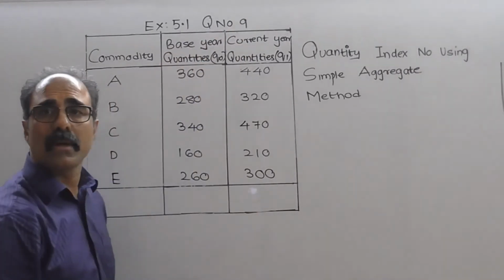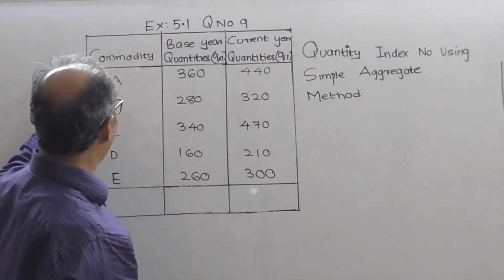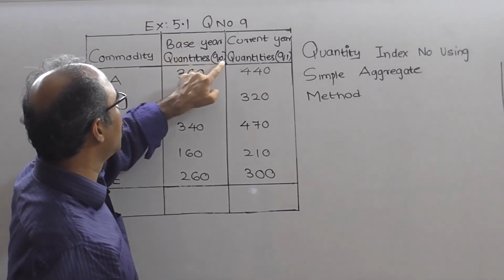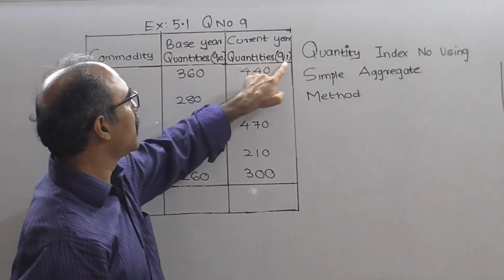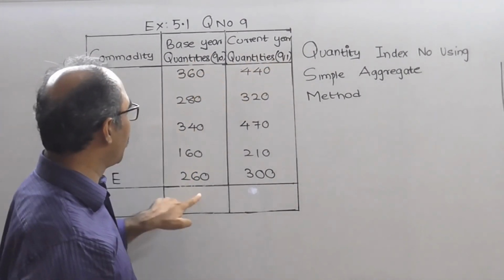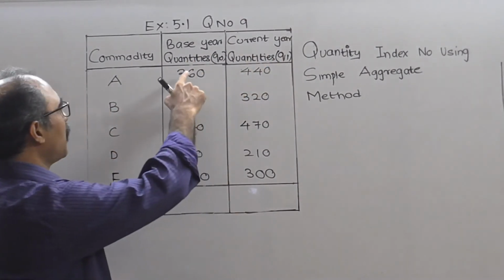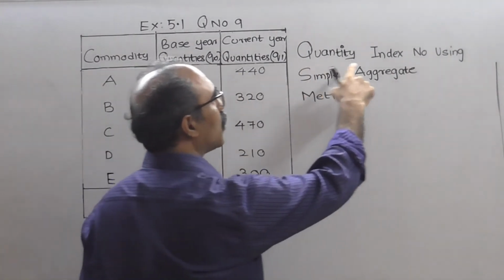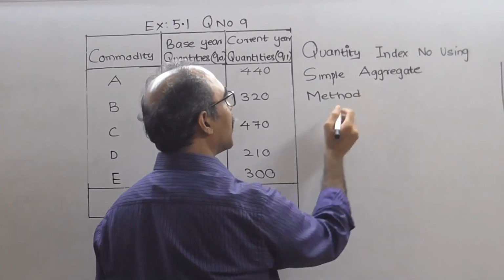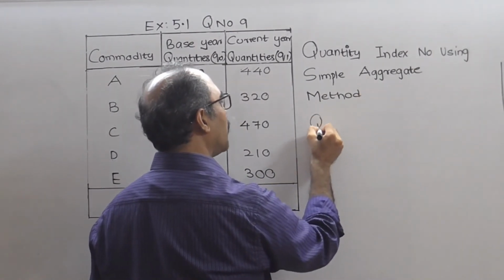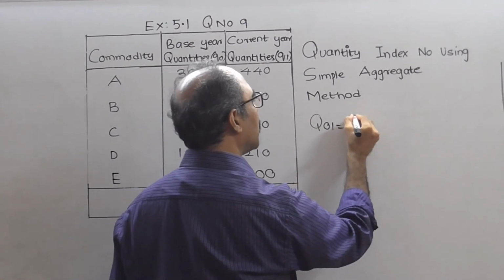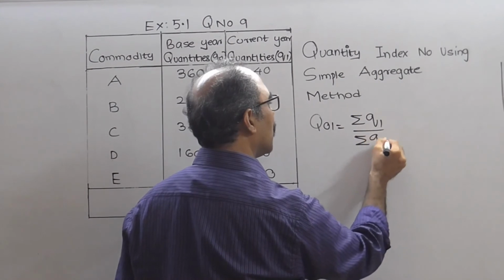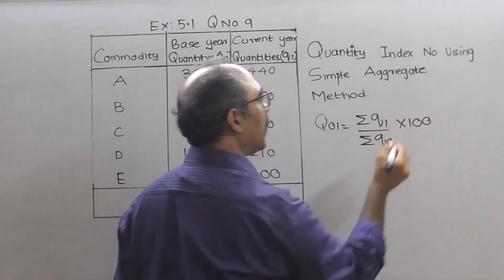Exercise 5.1, question number 9. They have given commodity A, B, C, D, E. They have given base year quantities, Q0, and current year's quantity, Q1, for commodity A, B, C, D, E for the base year as well as for the current year. You should calculate quantity index number using simple aggregate method. So the formula is Q01, which is equal to sigma Q1 upon sigma Q0 multiplied by 100.